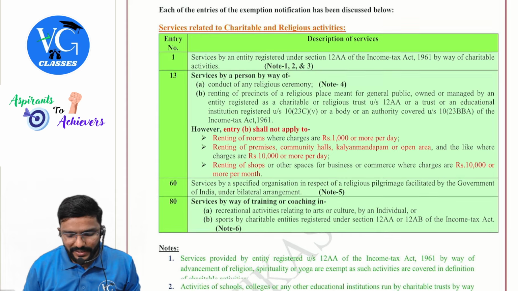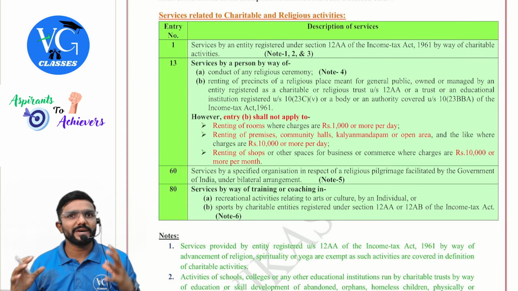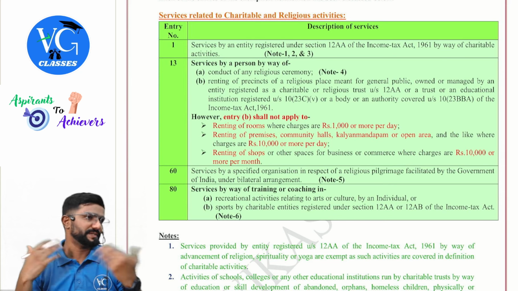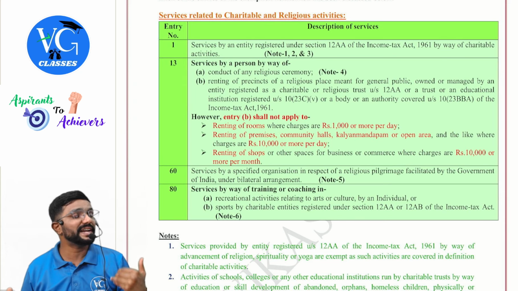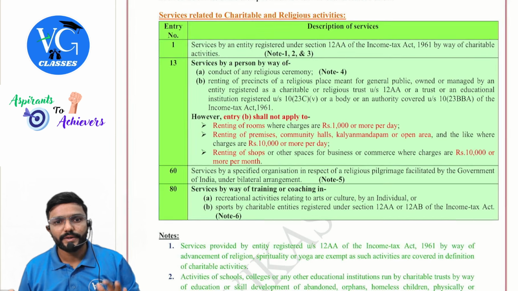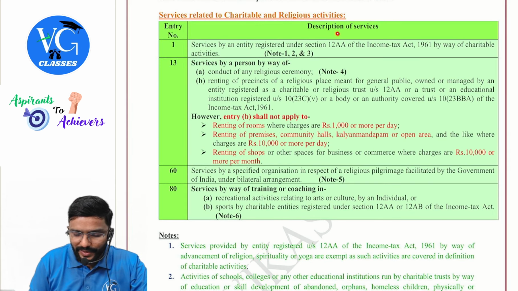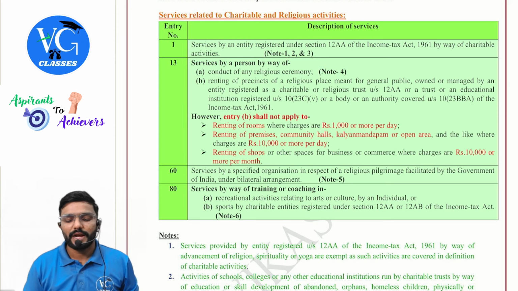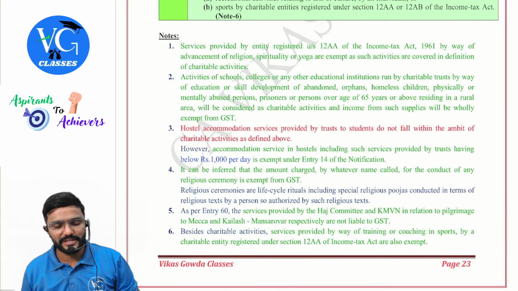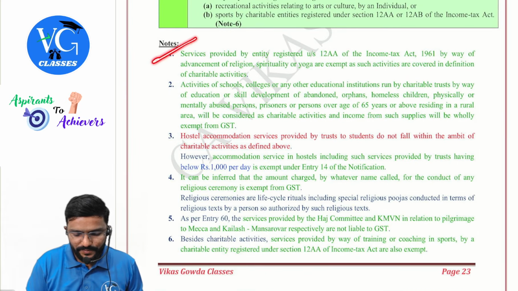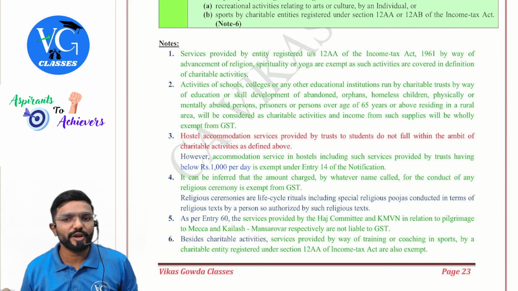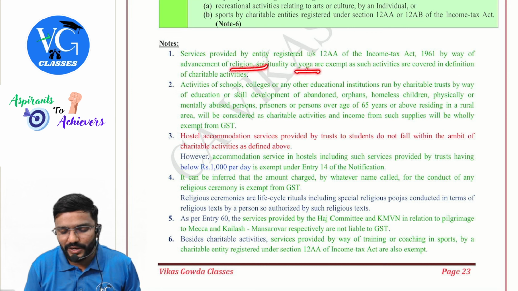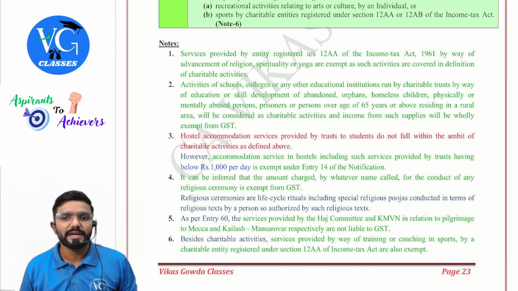Services related to charitable and religious activities. Entry number 1. Guys, I have arranged all the services category wise, not entry wise. Services by an entity registered under Section 12AA of the Income Tax Act 1961 by way of charitable activities. I have given notes 1, 2, 3 for some explanations. Services provided by an entity registered under Section 12AA of the Income Tax Act 1961 by way of advancement of religion, spirituality, or yoga are exempt as such activities are covered in the definition of charitable activities, guys.